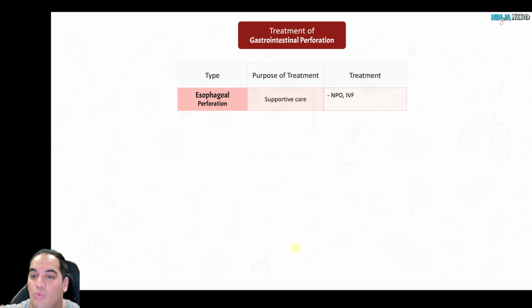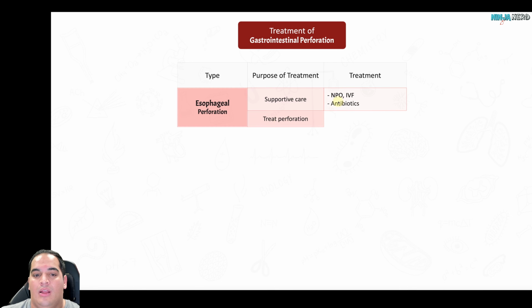They're NPO. Replete their fluids and their intake with IV fluids. So give them IV fluids while they're not eating. Sometimes you may consider also starting them on antibiotics. I would definitely do this for all patients. The reason why is they have an opportunity for bacteria to quickly translocate from the esophagus into the mediastinum, causing mediastinitis. So put them on broad spectrum antibiotics, usually vancomycin to cover MRSA, and usually piperacillin-tazobactam or cefepime to cover any type of gram-negative rod or any anaerobes.